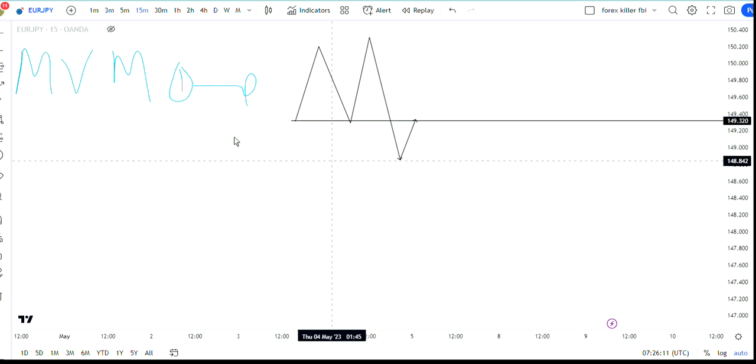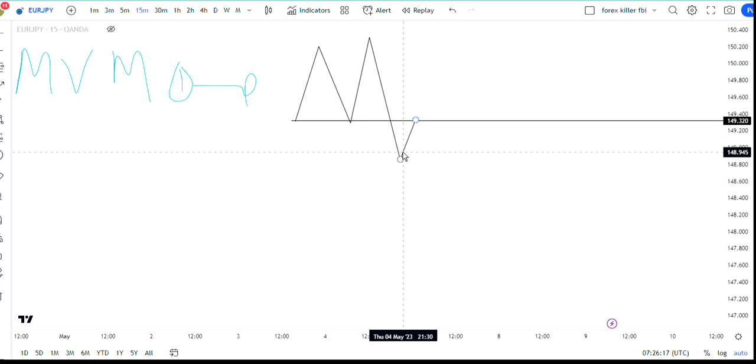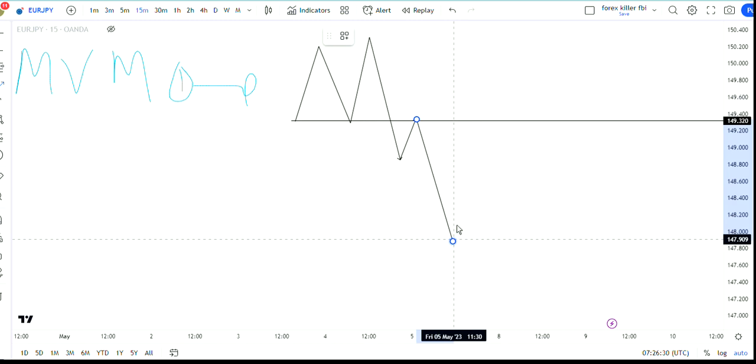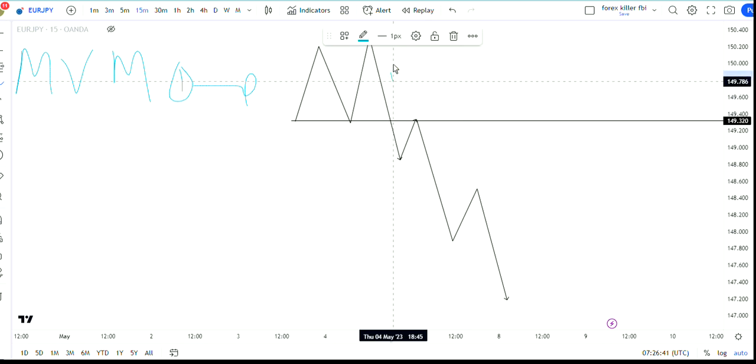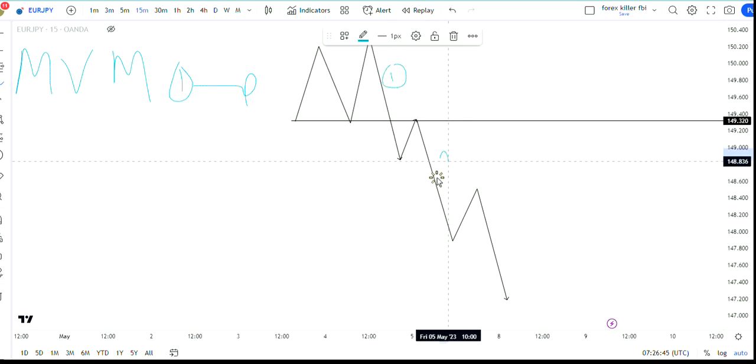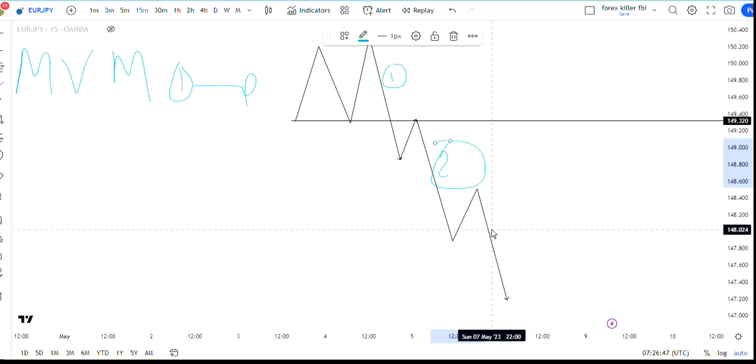As you see here, this is what we call the V-like structure, and it is used as a continuation structure. Then the market will be falling in this way. Then we have another V-shaped structure, then a continuation. This is level 1, this is level 2, and this is level 3.